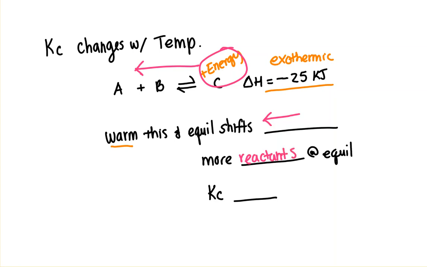at equilibrium. Well, more reactants at equilibrium, what would that do to Kc? If I have more reactants at equilibrium, that's going to make this number smaller, or decrease. Again, the trick to making these predictions is to treat energy as a reactant or product, and then you can think of it just like you did with concentration. If you give it more energy, it reacts to get rid of that energy.